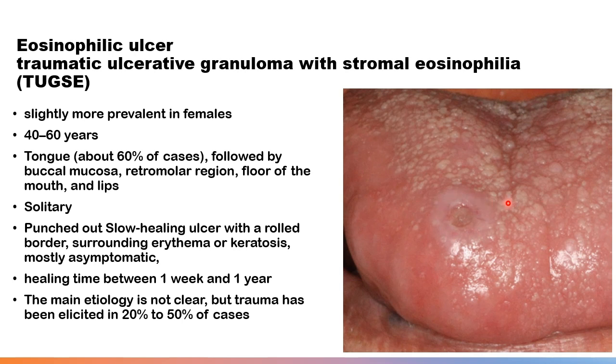They are almost always solitary. They have a punched out appearance and the border would be rolled and surrounded by either erythema or whitish keratosis. They are mostly asymptomatic and there is not much pain. The healing time can vary between very short, like a week or so, up to a year. The main etiology for such ulcers is not very clear, but trauma is elicited in just less than 50% of the cases.